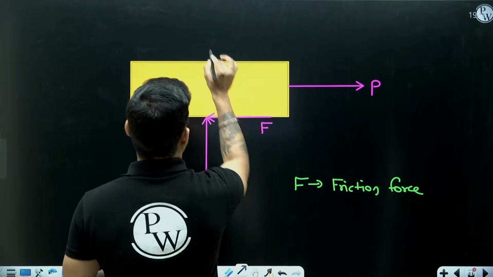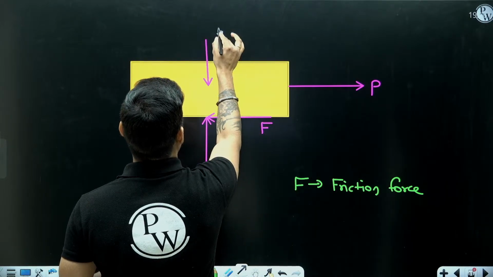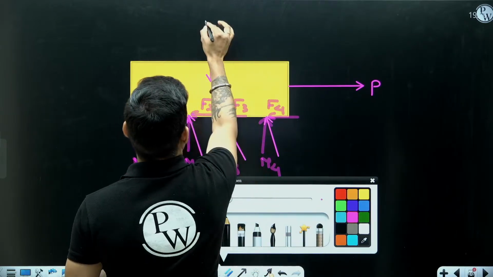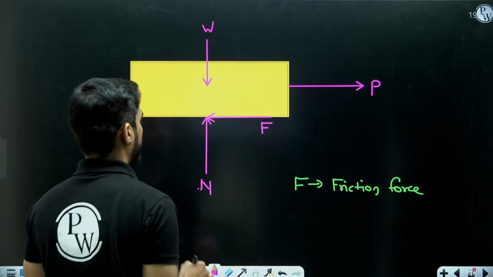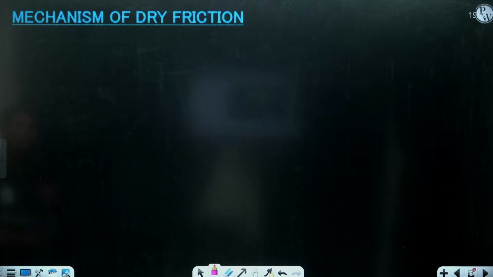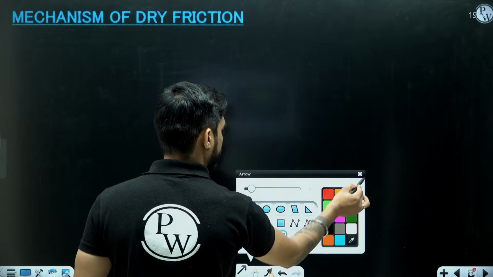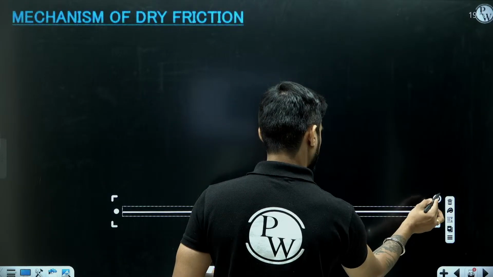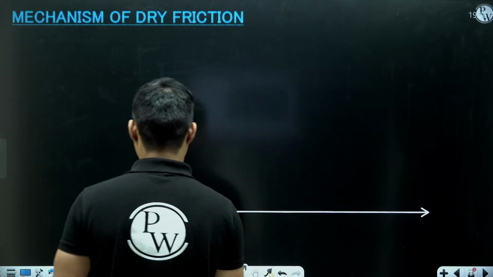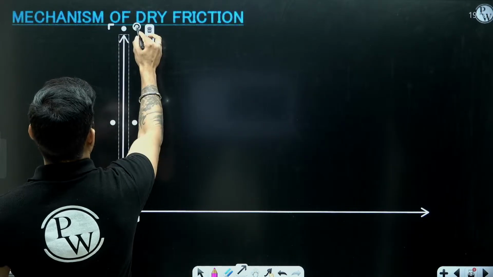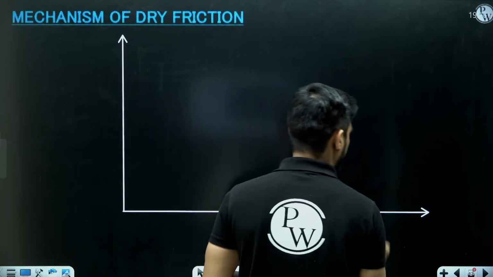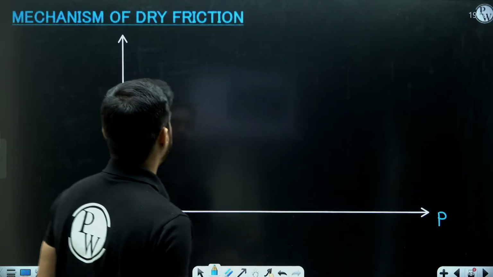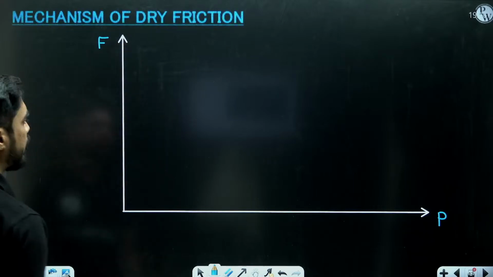I have not considered the weight of this body. Okay, let me draw the weight also. This is the weight W. So let's consider a graph between the force P and F. Let's say I am drawing P on the horizontal axis and F on the vertical axis.